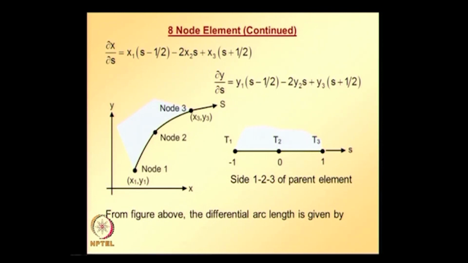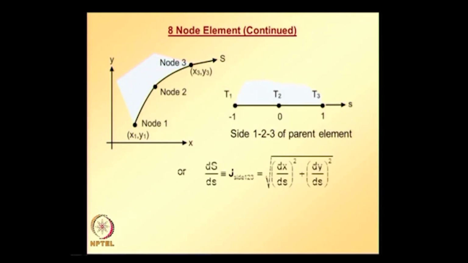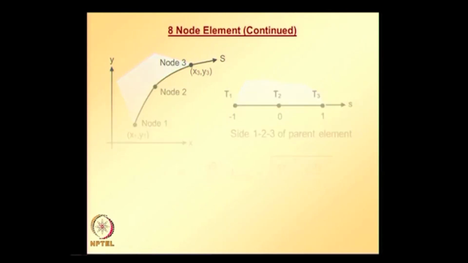The differential arc length in the actual element, d capital S, is given by the square root of dx square plus dy square. This is similar to the 4 node quadrilateral element, except that now we need to substitute dx and dy corresponding to the 8 node element. Dividing on both sides by d small s, we get this, and substituting the derivative of x with respect to s and the derivative of y with respect to s, we can easily find the relationship between d capital S and d small s, or the Jacobian.